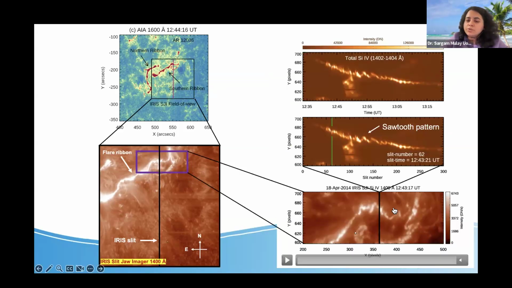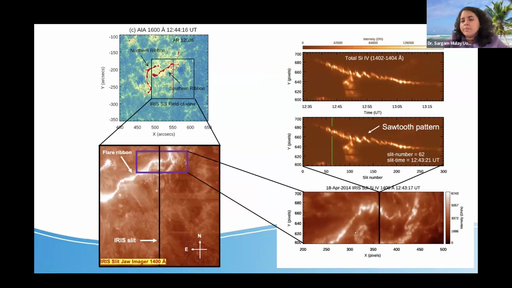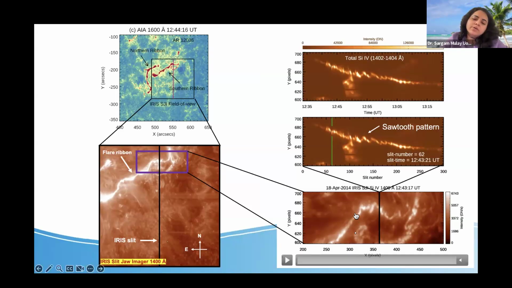I'm showing you a zoomed field of view of the slit-jaw imager here, and these two are the spectral images that we created in silicon IV emission. These spectral images are basically the integrated intensity within the wavelength range where we observe the silicon IV spectra. I'm going to play the movie. You are going to see the flare ribbon over here, which is going to travel in the downward direction.